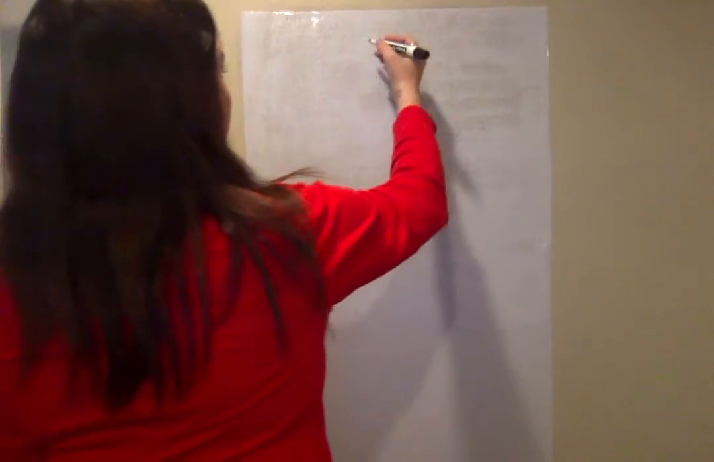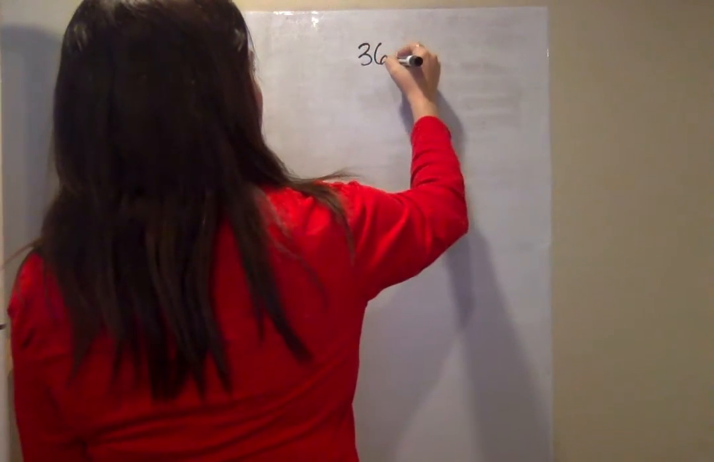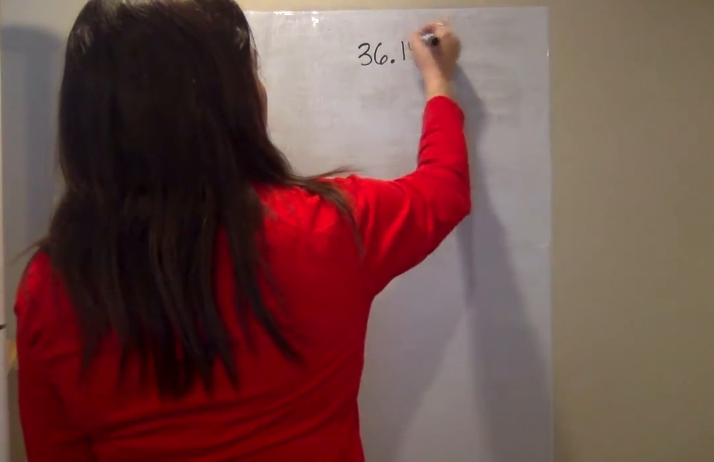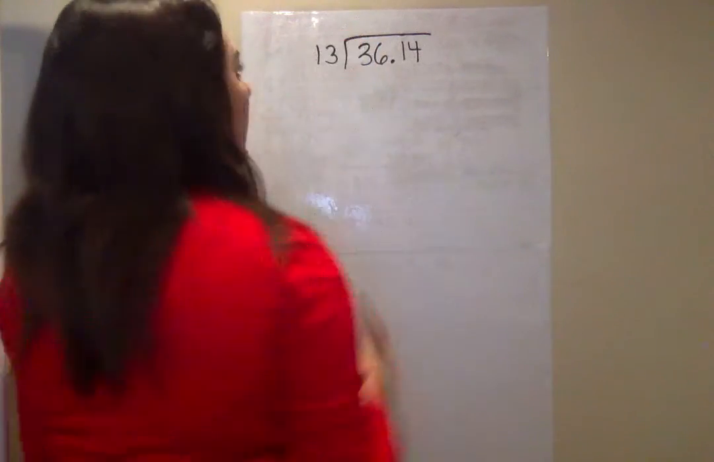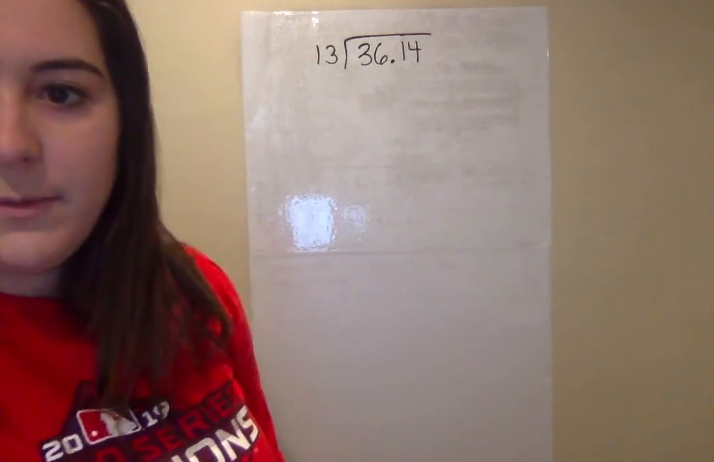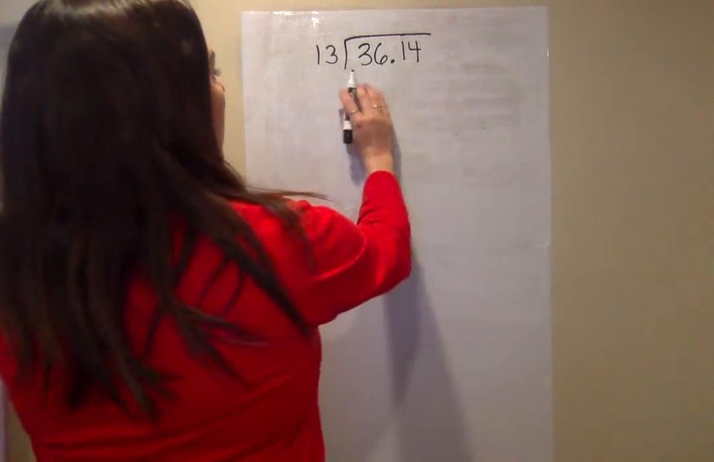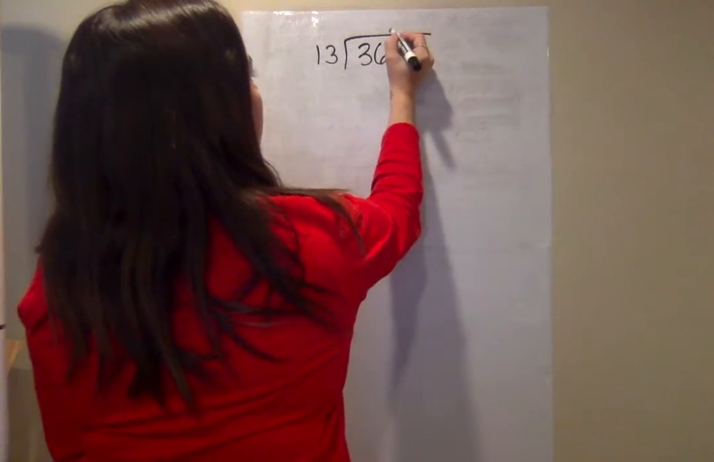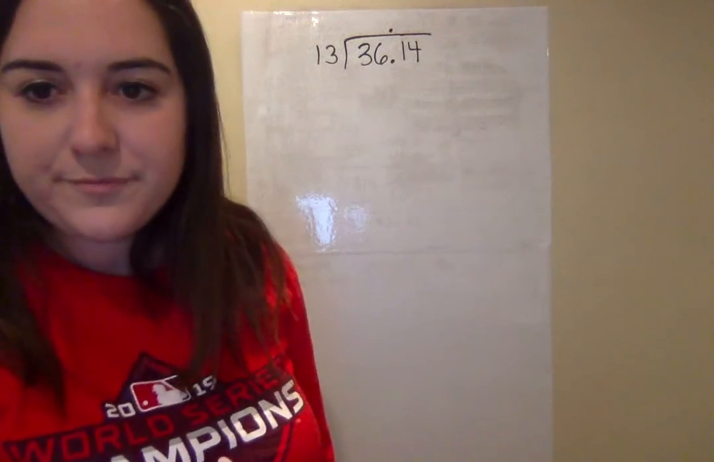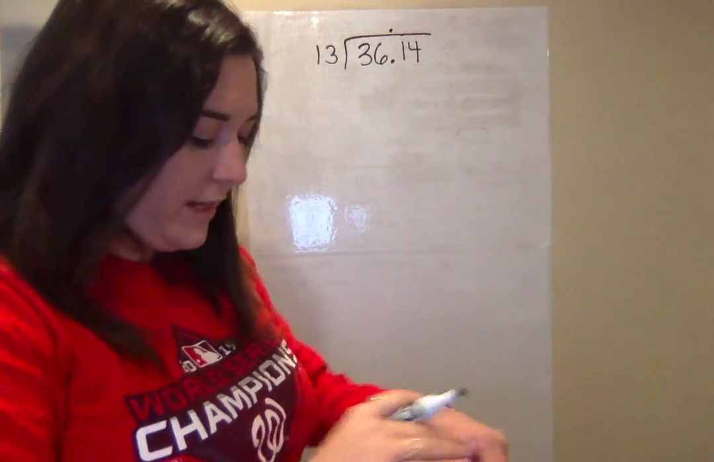All right, so divide and check your work using multiplication. We're dividing 36 and 1400ths divided by 13. Like we talked about earlier, when we have a decimal only in the dividend, that decimal comes straight up. Okay, and now we can just divide like normal.